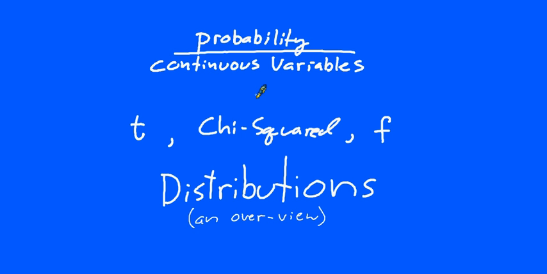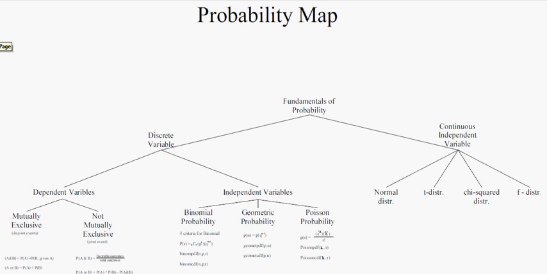So we have made it to the last video on probability. We're still in continuous variables. Let's look at the map. Here we are. And we've already done normal distribution.